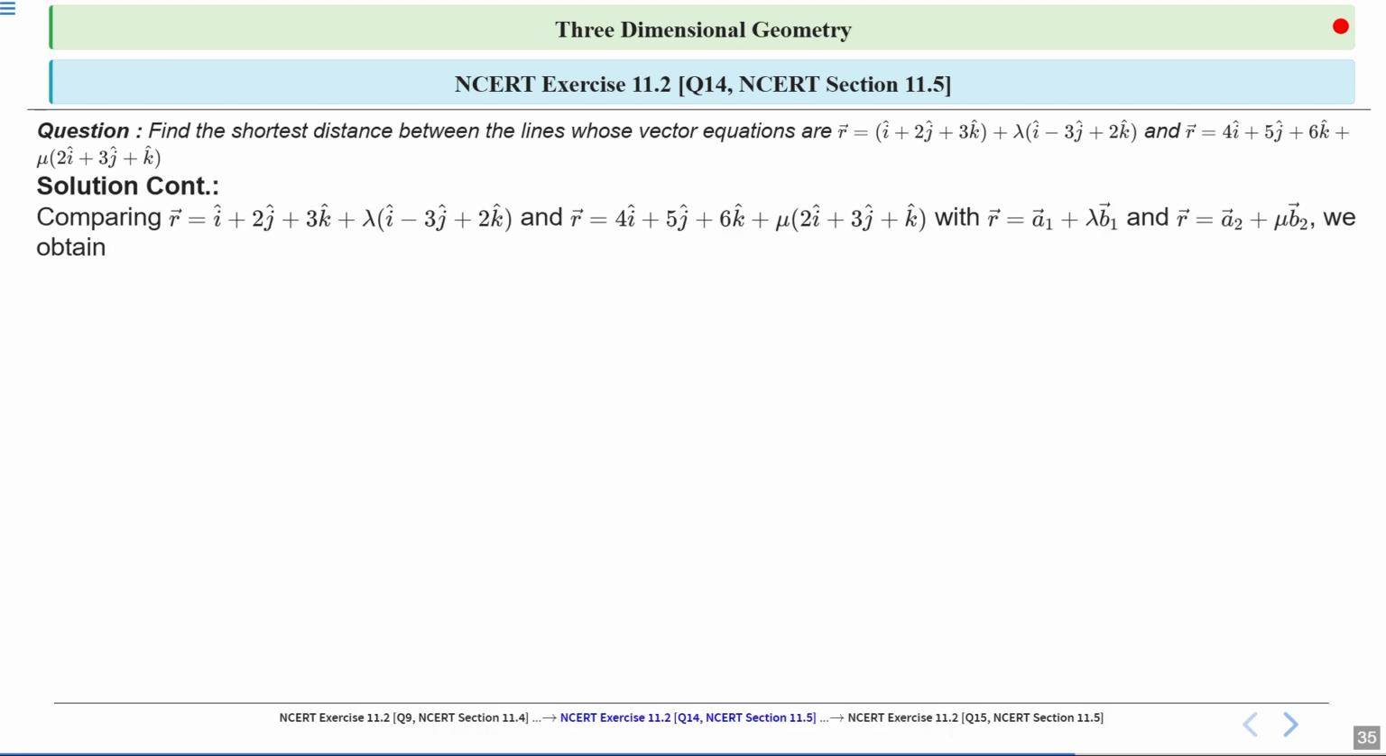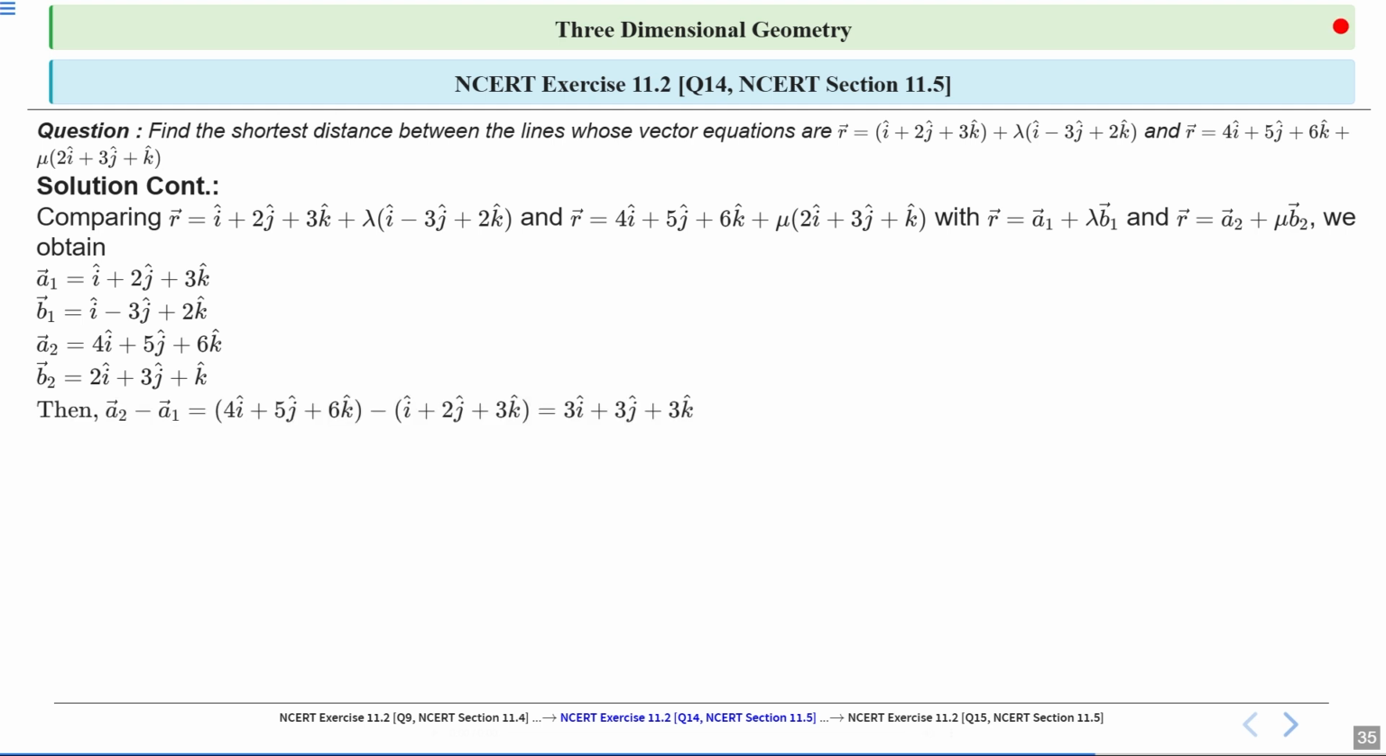Now comparing r = i cap plus 2j cap plus 3k cap plus lambda times (i cap minus 3j cap plus 2k cap), and r = 4i cap plus 5j cap plus 6k cap plus mu times (2i cap plus 3j cap plus k cap), with r = a1 vector plus lambda b1 vector and r = a2 vector plus mu b2 vector, we obtain a1 = i cap plus 2j cap plus 3k cap, b1 = i cap minus 3j cap plus 2k cap, a2 = 4i cap plus 5j cap plus 6k cap, b2 = 2i cap plus 3j cap plus k cap, right?